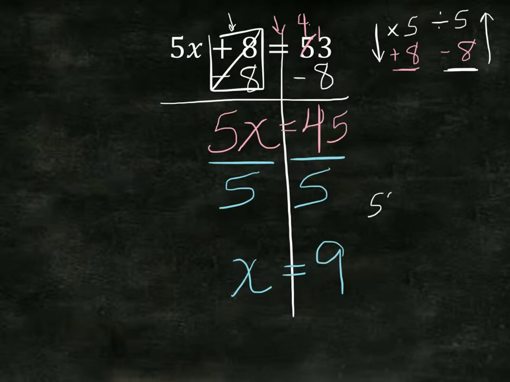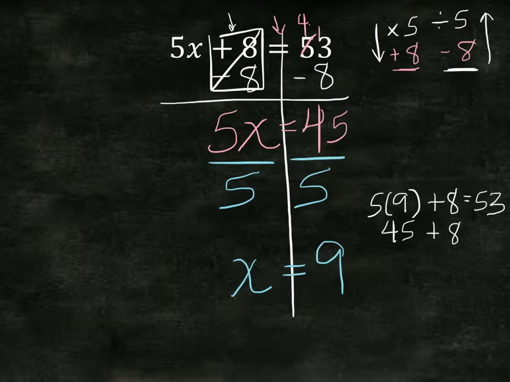So I'm going to do 5 times 9 plus 8 equals 53. Because remember, the whole purpose is that we're trying to find this number that if you multiply by 5 and add 8, you get an end result of 53. All right, well, 5 times 9 is 45. Notice that's what we got in that second step of our equation. And then 45 plus 8 is 53. We get a true statement.